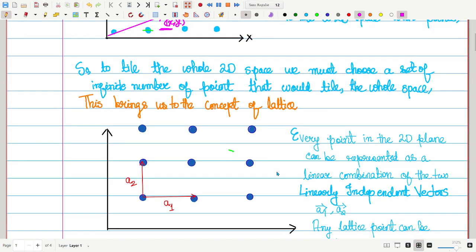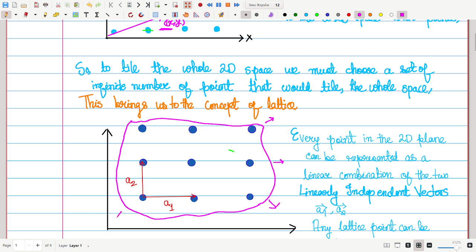Okay. So now you can see there is another graph with blue points which are arranged in a periodic fashion. We have to tile the whole 2D space, so we have to choose a set of infinite points. This whole thing is a set of infinite points. It extends in all directions.